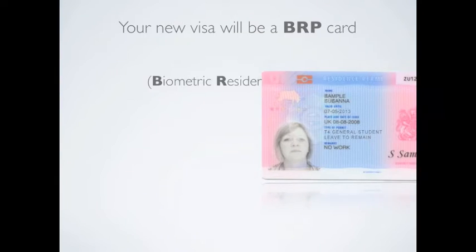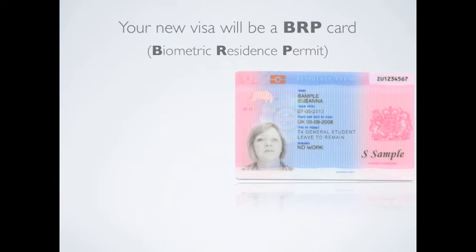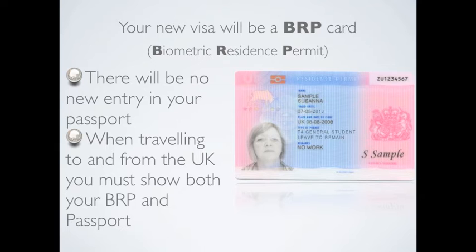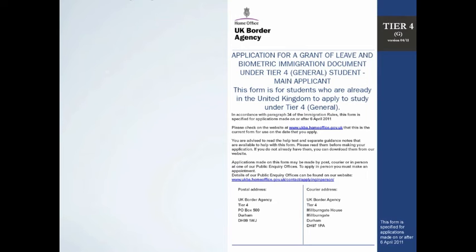Your new visa will arrive in the form of a biometric residence permit, or BRP. It will no longer be an entry in your passport. From then on, you will have to carry both the BRP and your passport whenever travelling to or from the UK. So now you are ready to complete the form.